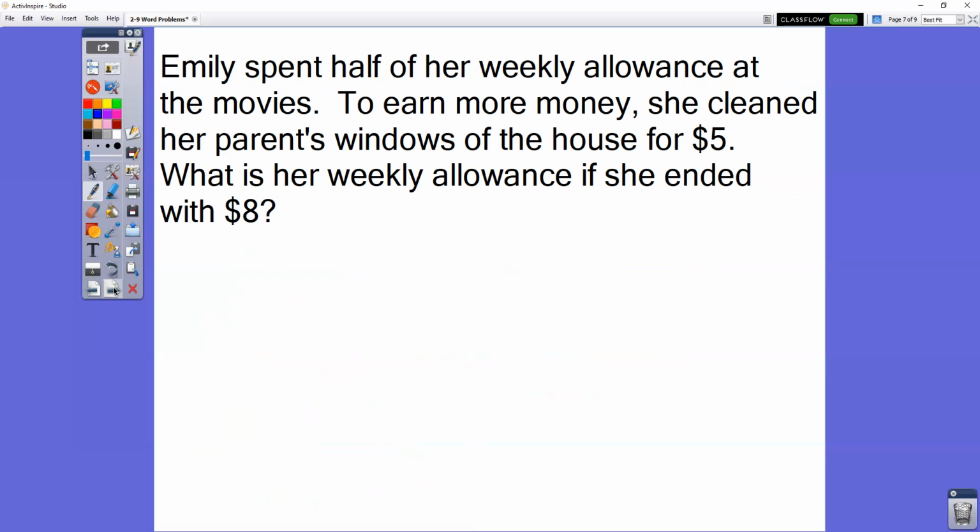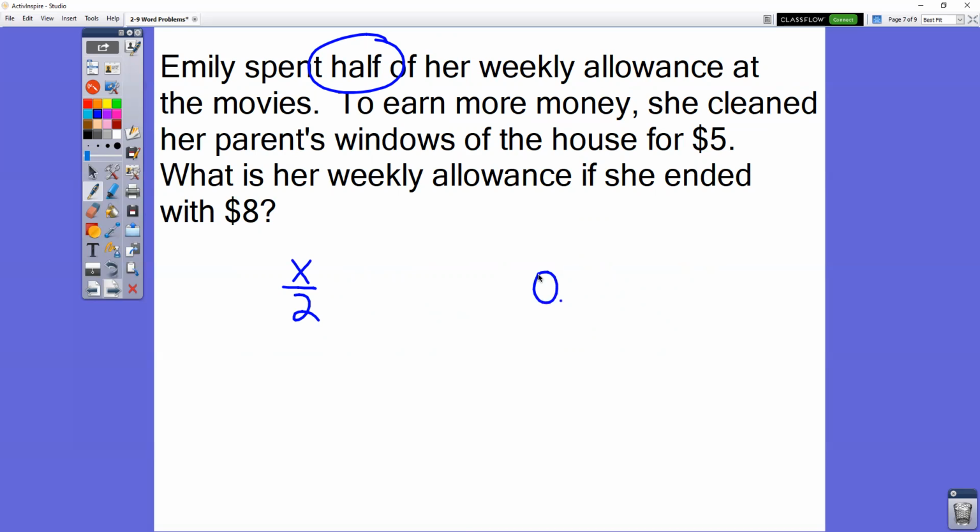So just take a second and really think about what we're doing here. She's spending half of her weekly allowance. Well, let's talk about that word half. If we're going to take half of something, there's really 2 different ways that we could write it. To take half of something, you could divide it by 2. All right, if we take a number and divide it by 2, we're taking half of it.